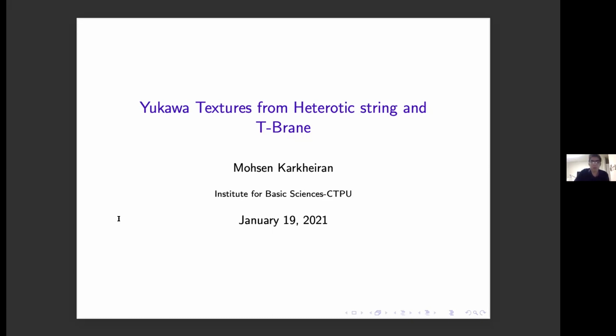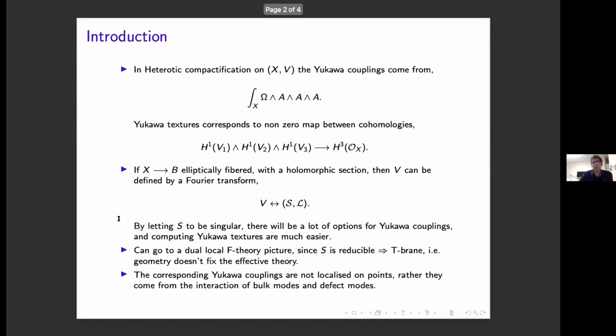I want to talk about the Yukawa textures coming from the heterotic string compactification and their translation in the F-theory model. So first of all, consider a Calabi-Yau compactification of a perturbative heterotic string to 4D with a vector bundle over that. Then in these cases, the Yukawa couplings in the effective 4D theory are coming from superpotential terms in 10D of this form, roughly. So here, for example, A is just the background gauge field living over the Calabi-Yau, and omega is just a holomorphic top form.